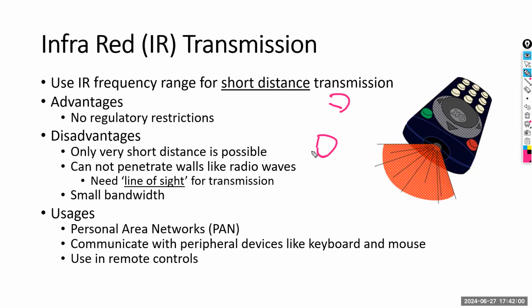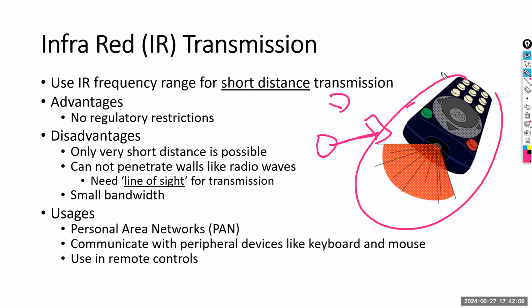But this is good enough to transmit a very short distance, like maybe your computer to the printer, or create a personal area network, or obviously usages like using a remote control. Of course, a remote control is usually nearby you, like controlling your television or controlling your AC. So that is where we use infrared.